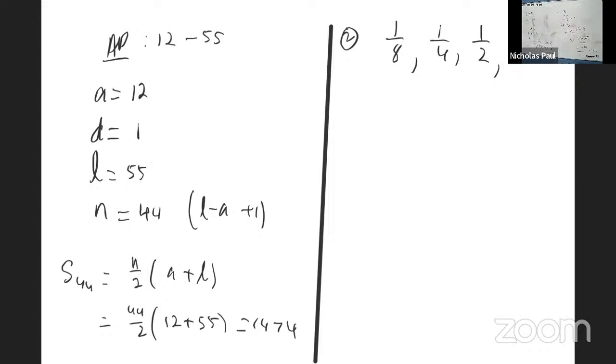What do y'all think? AP or GP? GP? Well, what is R? R is 2. Very good, Shannon. Right, it's a GP, R is 2.